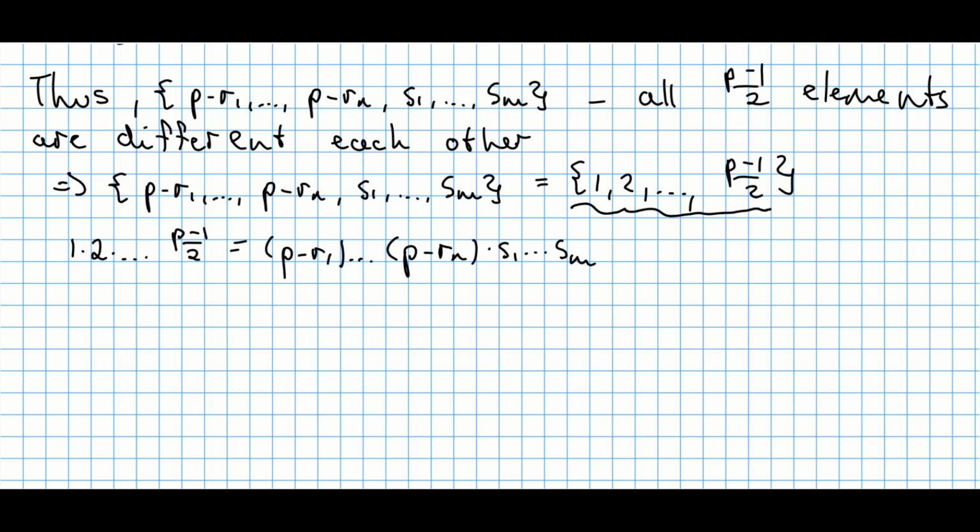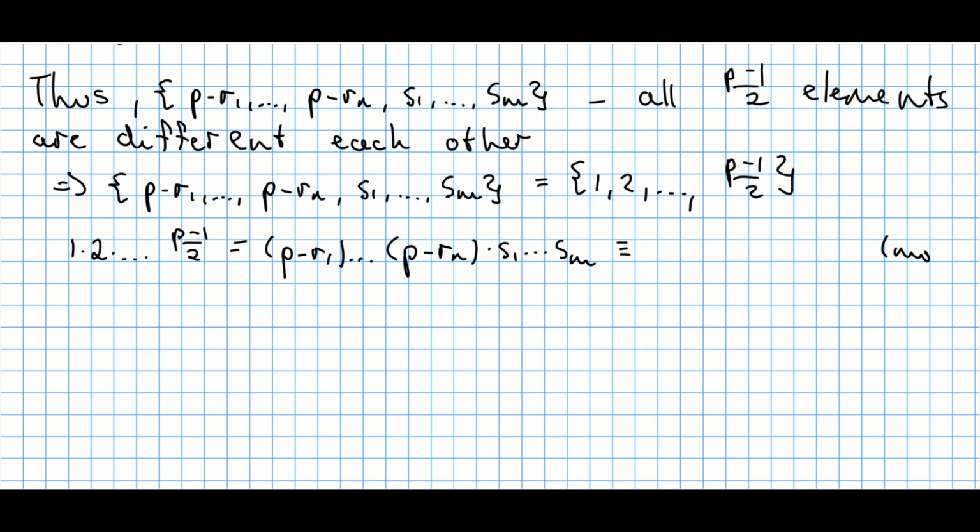Multiplying those elements 1, 2 up to (p-1)/2 is the same as just multiplying those elements, because those sets are equal. So we just substitute this product into the product of those elements. Now let's go to the world of modulo p.